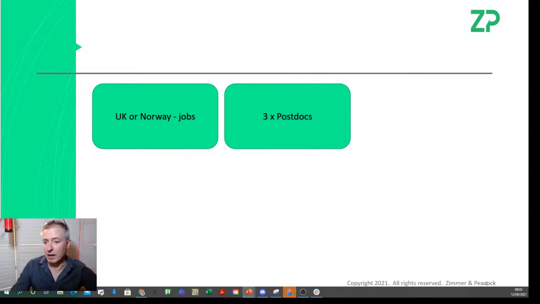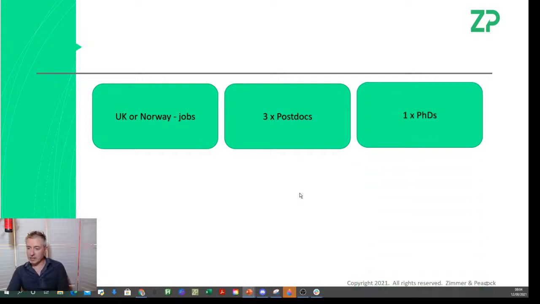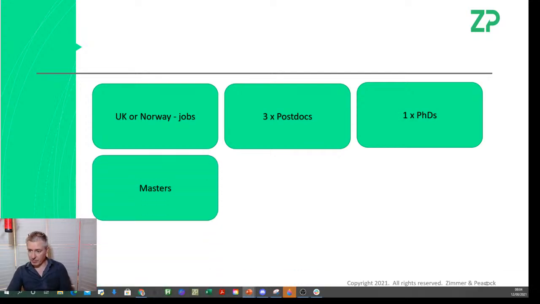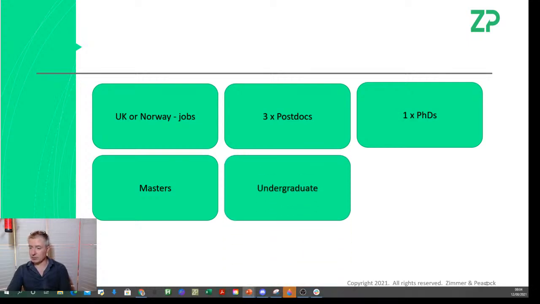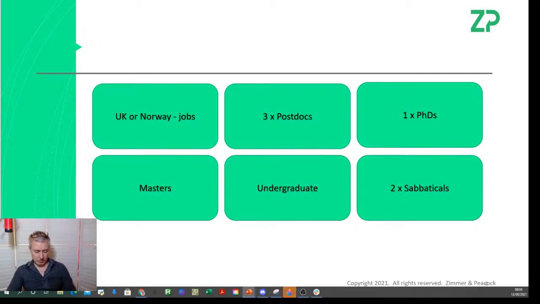Now the other way into Zimmer & Peacock is through postdocs. So there's three ways into us with postdocs, and I'll talk about those. There's PhDs available, and then there's also masters available with us as well, and there's also undergraduate opportunities, and then there's also sabbaticals.